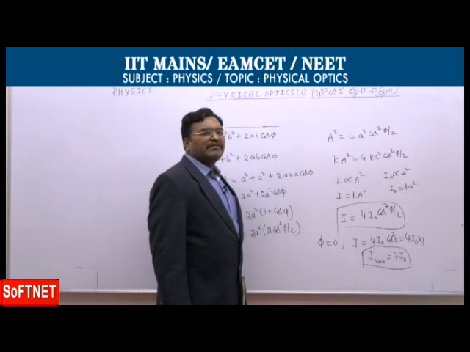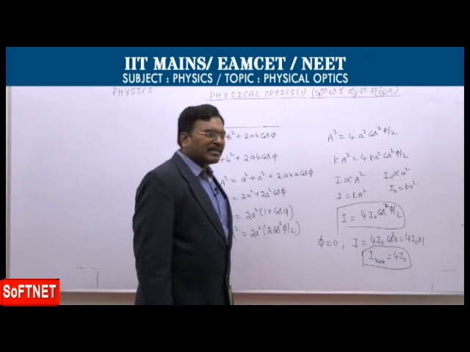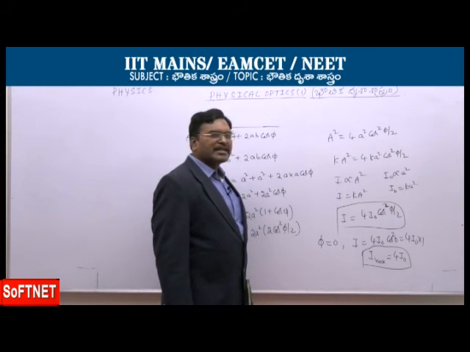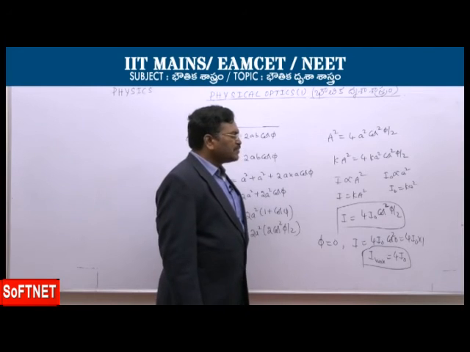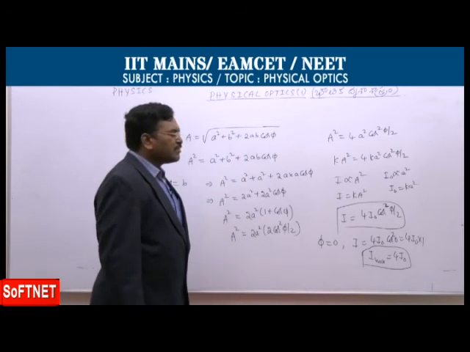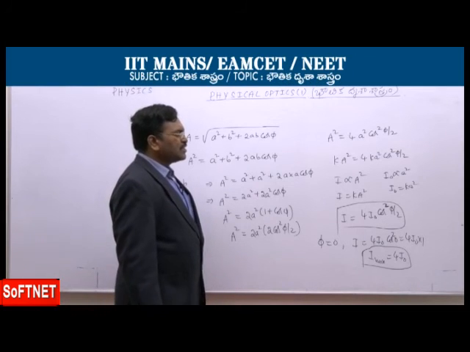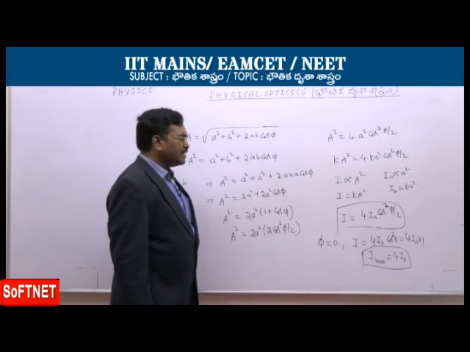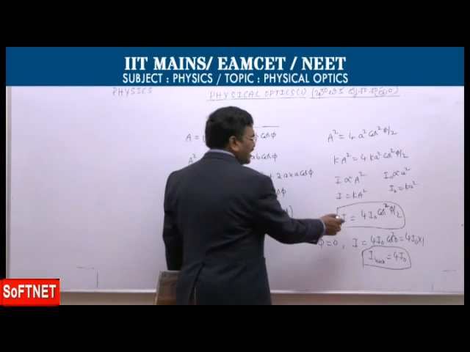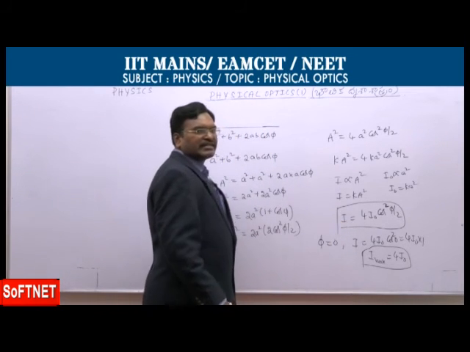Here there is constructive interference: the crest of one wave overlaps the crest of the other wave, or the trough of one wave overlaps the trough of the other wave, so intensity will be maximum. Maximum intensity is 4 I naught. And for destructive interference, what happens? Here the phi value is pi.